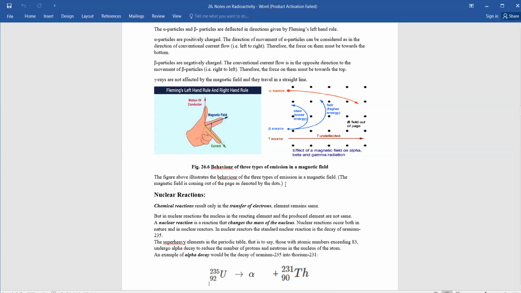No, it's useful. You see, it's coming out of the page. So if it is towards the page, that time beta will go down and alpha will go up. But the other thing you should understand is that beta is lighter, that's why it's deflecting more, and alpha is heavier, that's why it is deflecting less. We will use this idea over there.